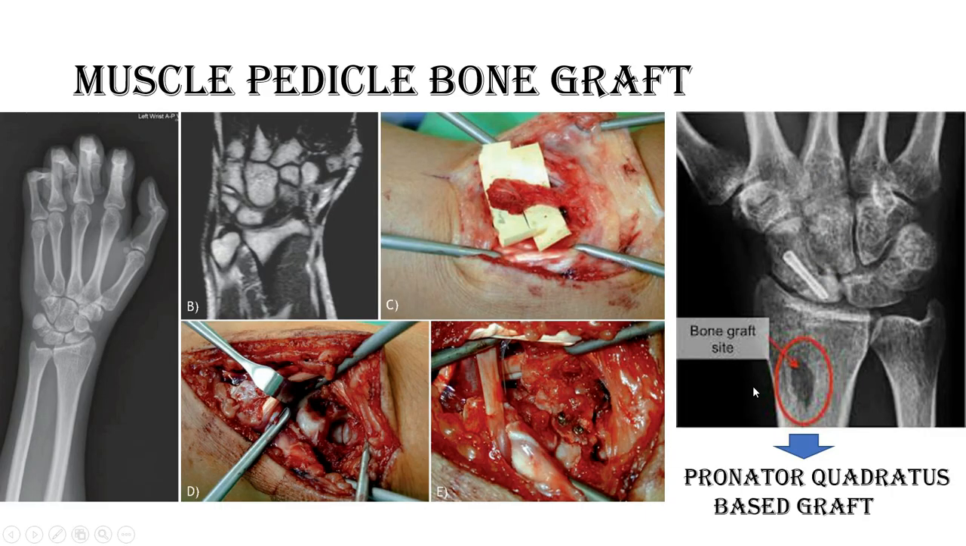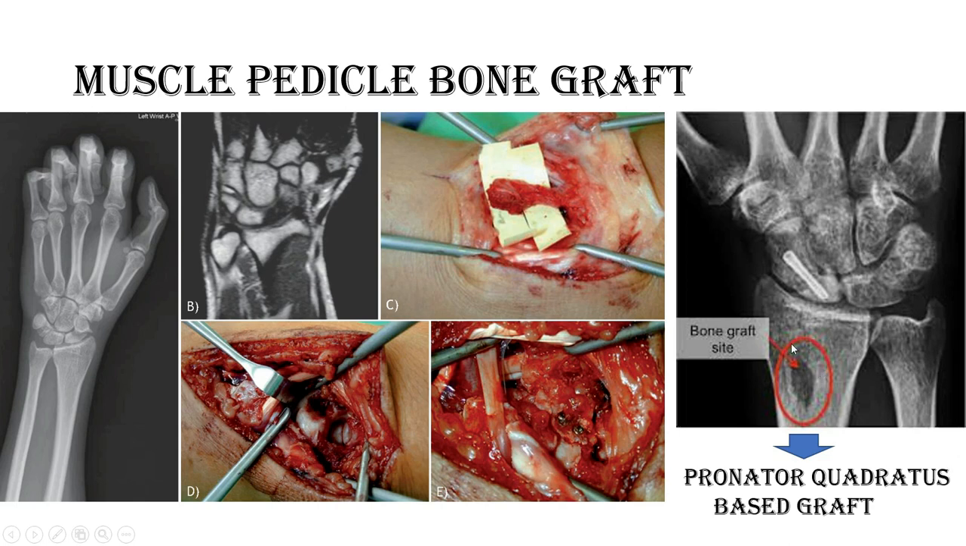Now another operation is the muscle pedicle bone graft. Here the issue is non-union, so blood supply is less. As a result, if we can do a bone graft along with its normal blood supply, then it will be better than a non-vascularized bone grafting. See, we can take a bone graft from the distal radius, because this is the cancellous part, and this is the area of the pronator quadratus muscle.